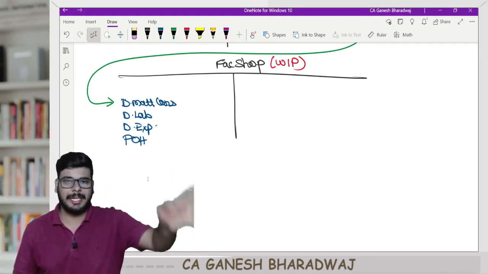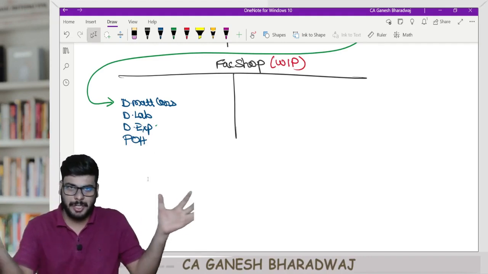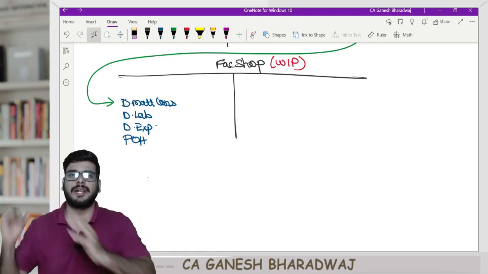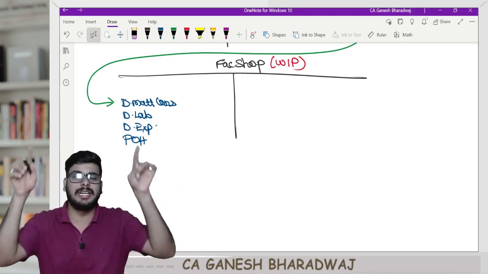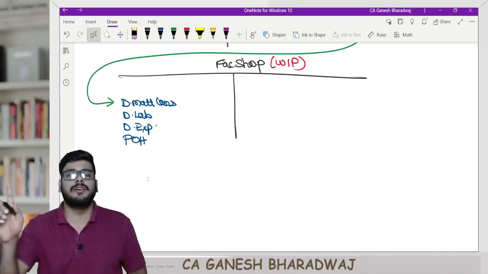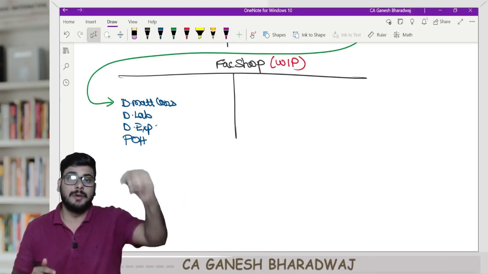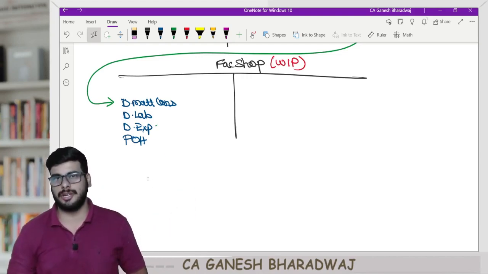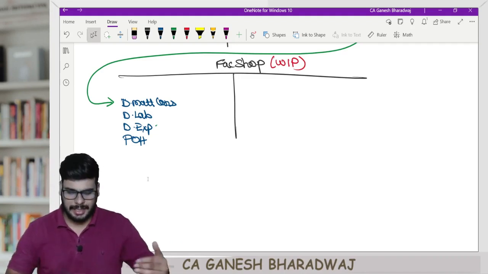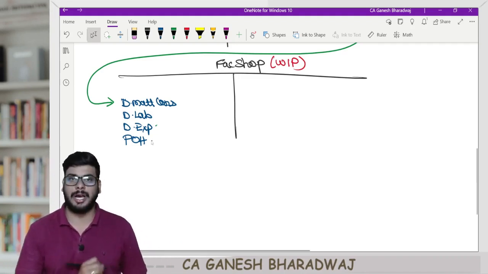So indirect material, indirect labor, indirect expenses put together are classified under one bucket called production overheads, which are incurred inside the factory. So overheads means indirect costs. Production overheads means indirect costs incurred inside the factory. Are you clear with this, guys? Since it is incurred inside the factory, we will put it here. Are you clear with this?